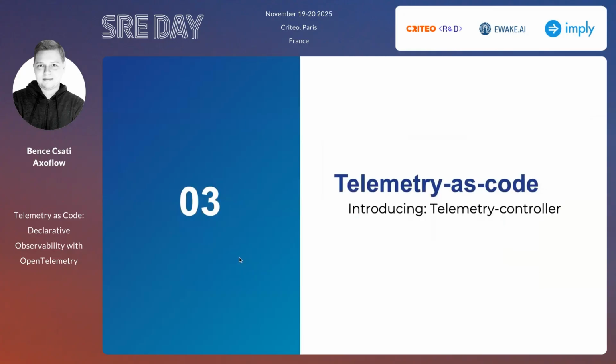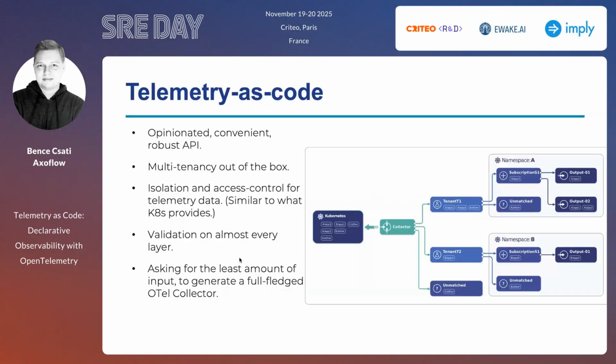Basically, this is a Kubernetes operator that we created. It's called the telemetry controller. We've solved the node-level log collection problem once again. And here it is. We like to tag it as an opinionated, convenient, robust API that can turn your telemetry event streams, logs, metrics, and even traces into Kubernetes resources. And it provides an isolation level somewhat similar to what you have with other Kubernetes native resources, pods, secrets, and other resources, on the access control level for your telemetry data.